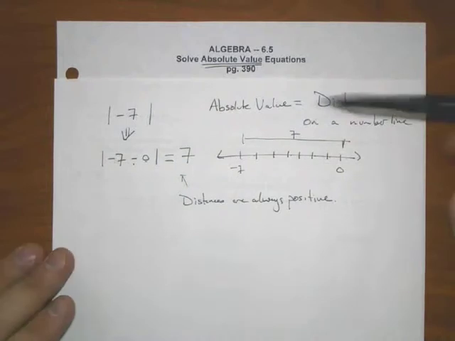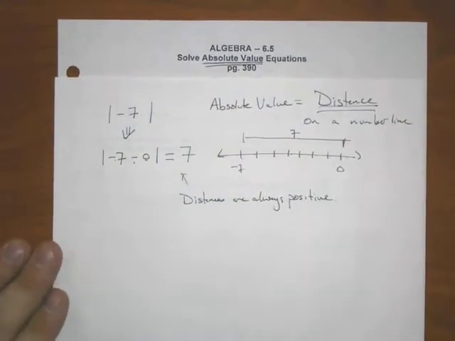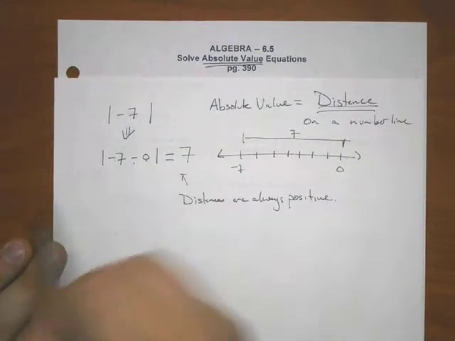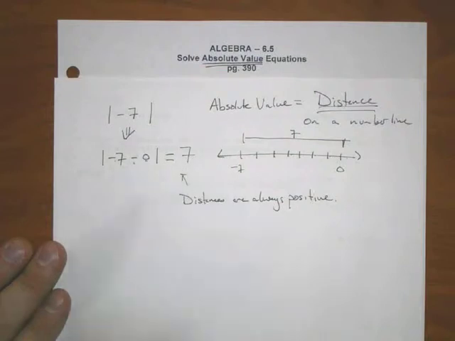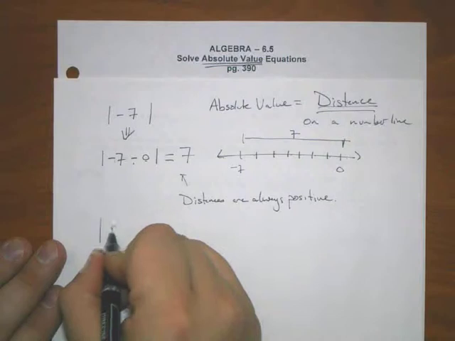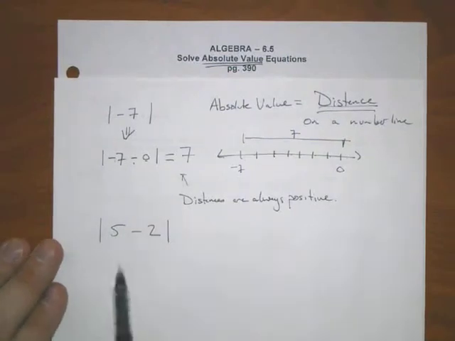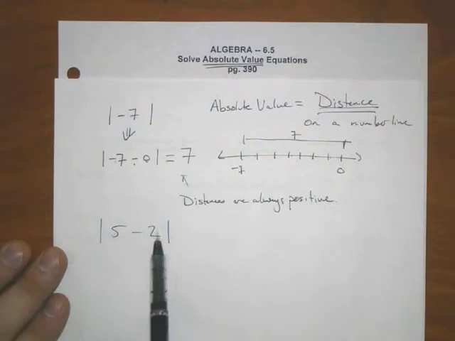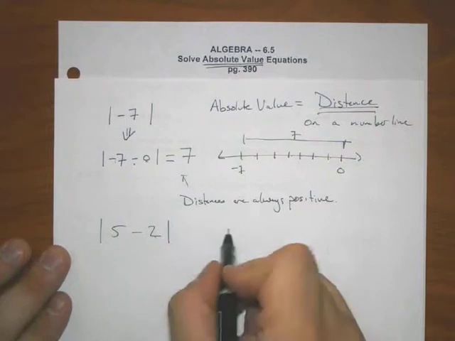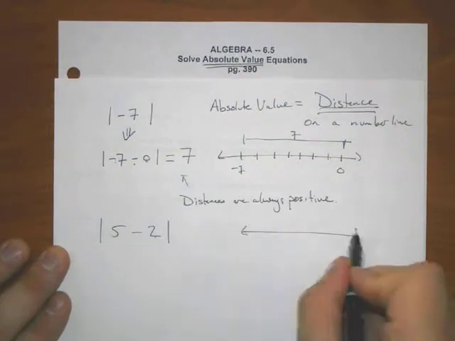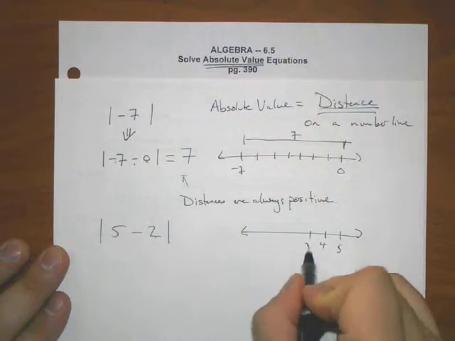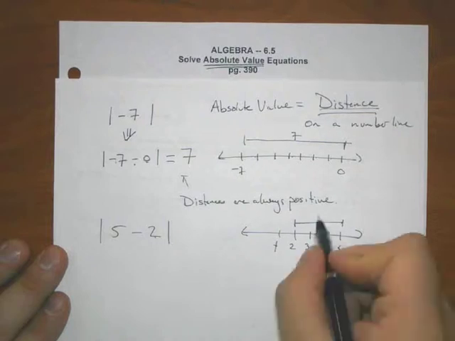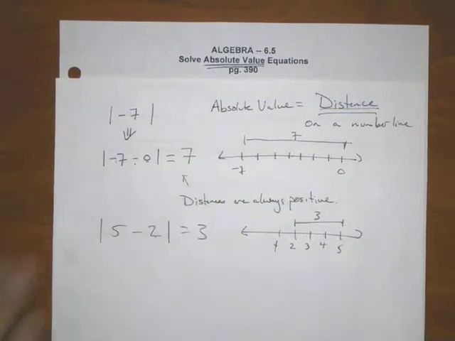Okay, so in this interpretation of absolute value, we're thinking back to distances between two objects. And that should make a lot of sense, because -7 minus 0 is -7. The absolute value of -7, therefore, is the distance between -7 and 0. In the same vein, this absolute value expression is interpreted as the distance between 5 and 2. And how far apart are 5 and 2? They seem to be 1, 2, 3 spaces away from each other.